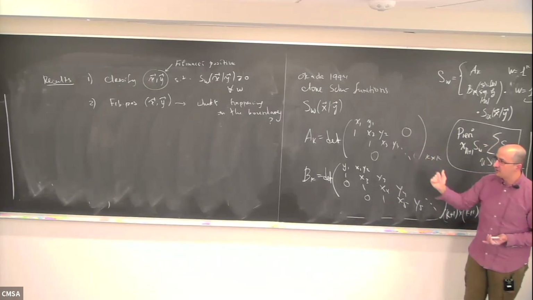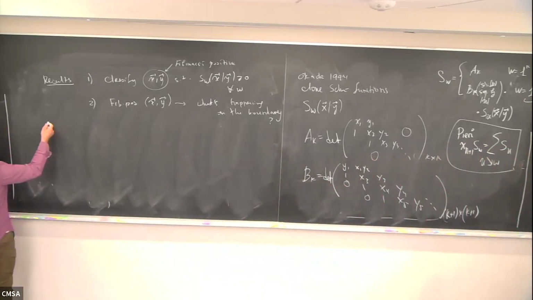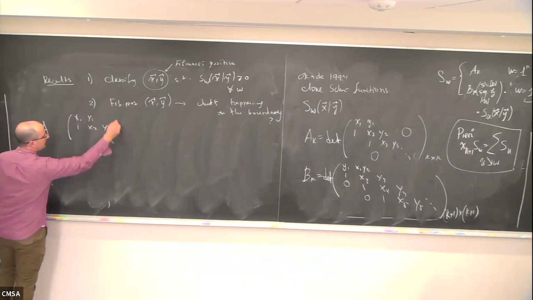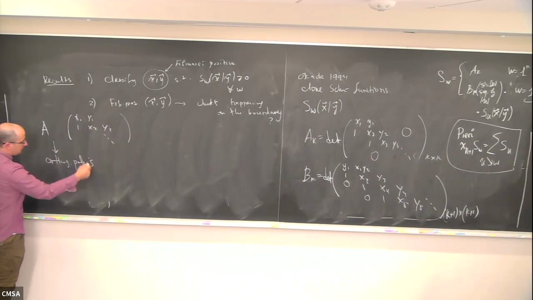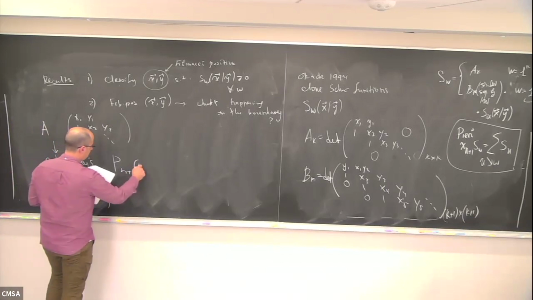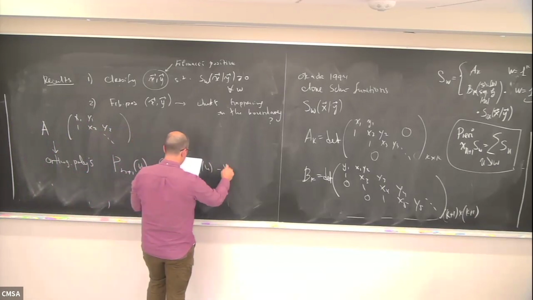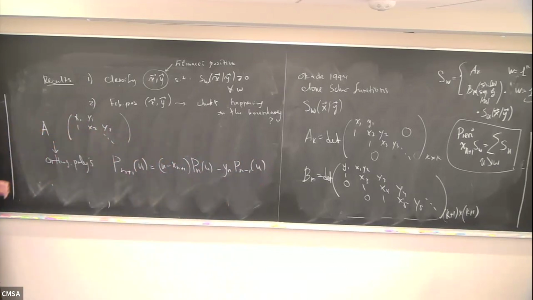So you take a Jacobi matrix. I take the matrix A, which is x1, y1, x2, y2, and so on. And from it, I can view it as a Jacobi matrix, so I can define monic orthogonal polynomials by saying P_{n+1}(u) is going to be u minus x_{n+1} times P_n, and so on. So I define orthogonal polynomials using this as a tridiagonal recurrence matrix.